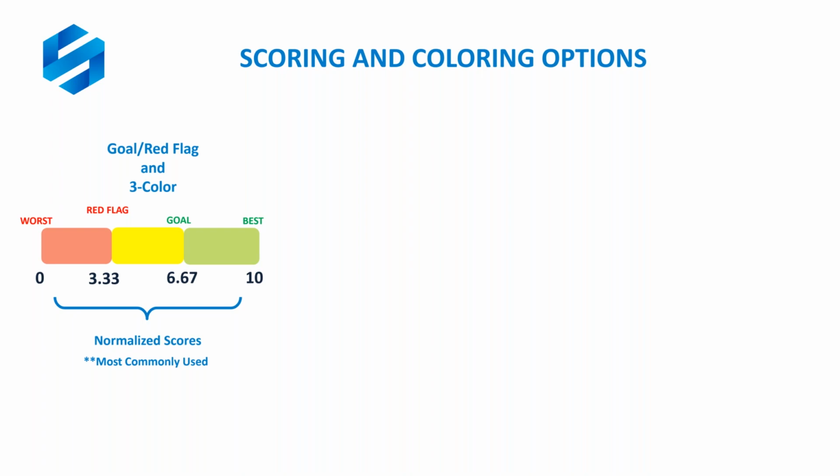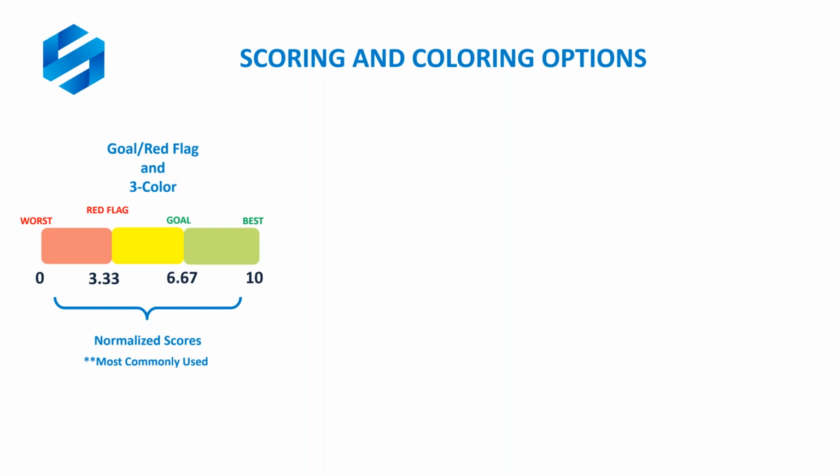The first and most commonly used, or actually the 2 most commonly used scoring types, are goal/red flag, and then another one that's very similar, which is 3-color. Both of them provide you with very, very simple and intuitive results of red, yellow, green colors based on dividing your 0 to 10 normalized scoring spectrum up into thirds. So those are the two most commonly used. They're very, very similar to each other.